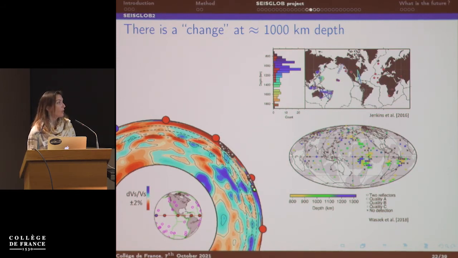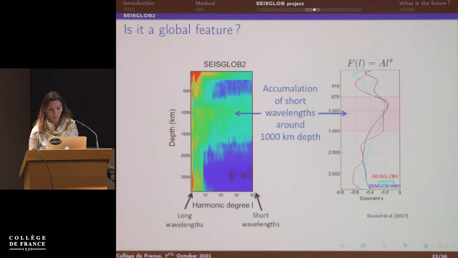Because when we were plotting some cross-sections, we could see the stagnation of some slabs at around this depth, or also the LLSVPs rising and stopping or spreading at around 1,000 kilometer depth. So we looked at the spectrum of SEISGLOB2, and what was very clear, here you have the harmonic degree, which means shorter wavelengths and longer wavelengths. What was clear is that you have this depth range from 660 down to 1,800 kilometer depth, where you have this accumulation of shorter wavelength heterogeneities.